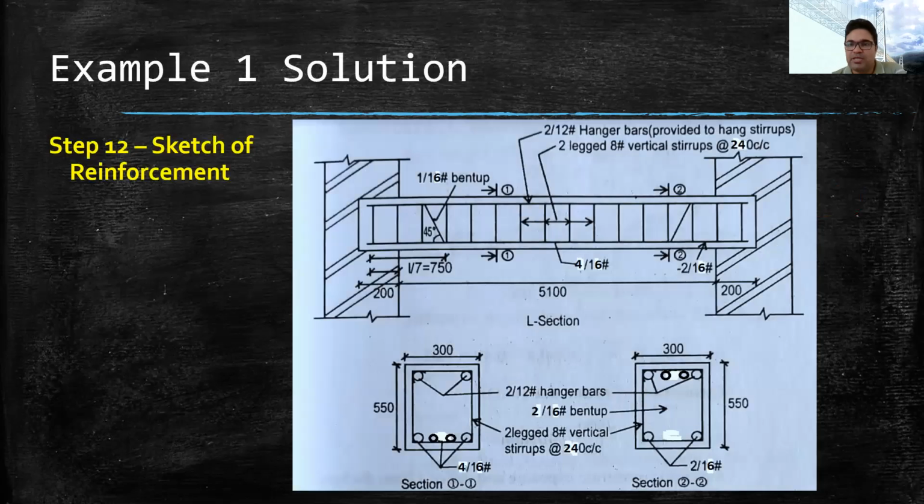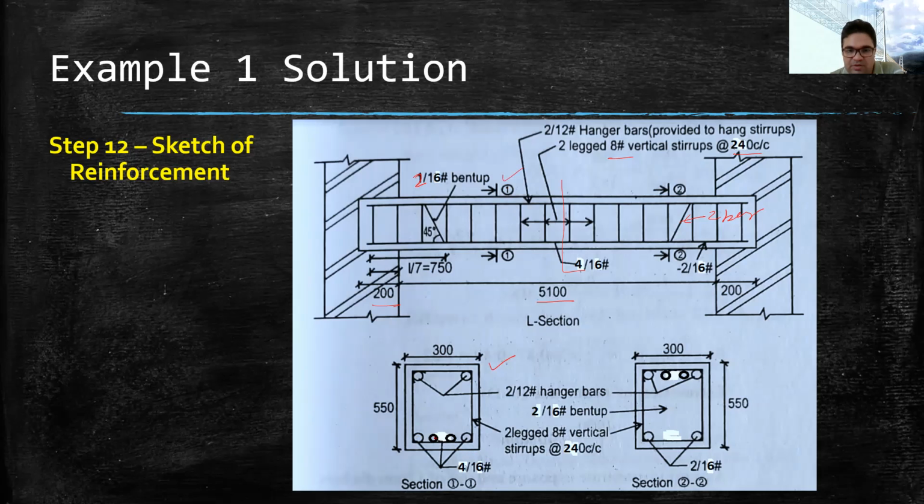So in the sketch of reinforcement, you can see here our beam, and all the values are given here, 200, and there you can see the stirrups we have provided. So stirrups are 240 center to center, two-legged 8 mm dia. Similarly, bent up bars are, so these are actually two bars which are bent up. Here also, these are two bars which are bent up. And cross section at this point, you can see here, this is cross section 1-1.